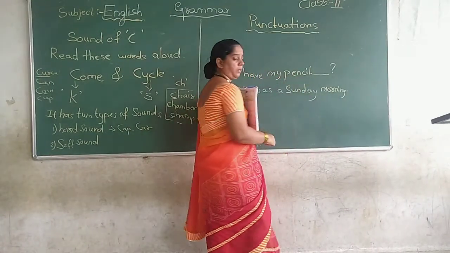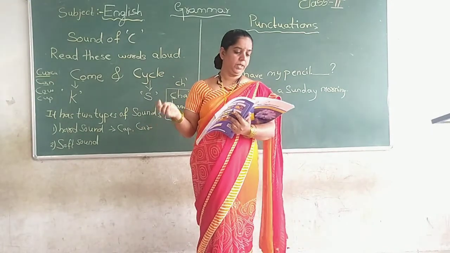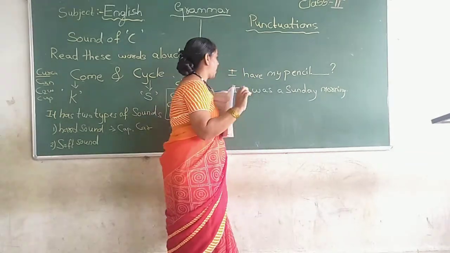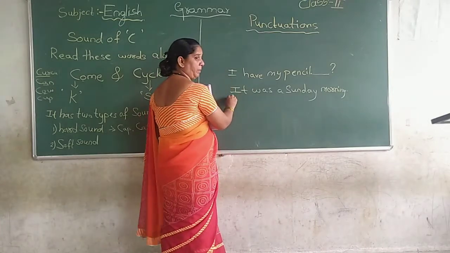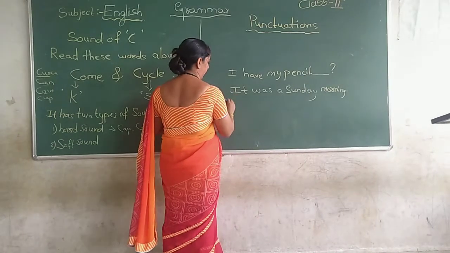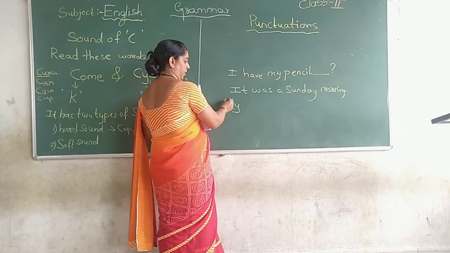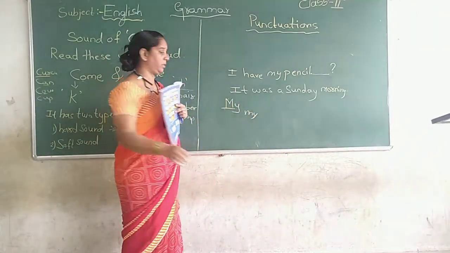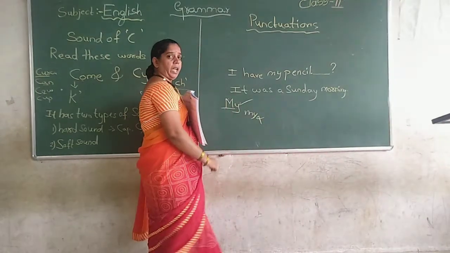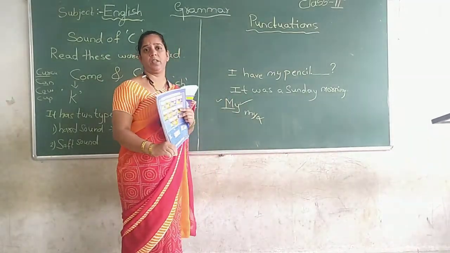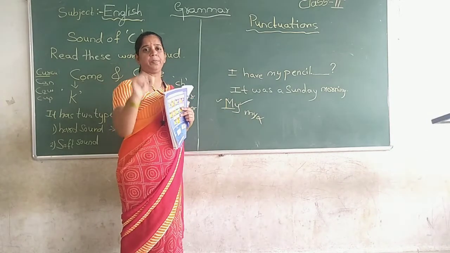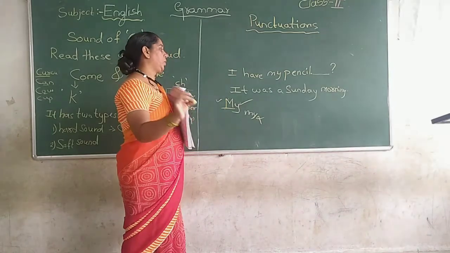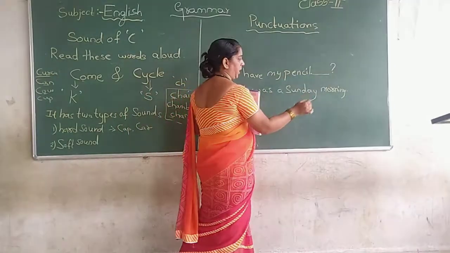I have my pencil. This sentence begins with a capital letter and ends with a full stop. So in English, whenever you start a sentence, the starting letter should be written in a capital letter. Now, "My name is." This is a starting letter, so this has to be written in a capital letter. Most of you just write "my" and start with small letters. It is wrong. You have to start the sentence with a capital letter. When you start writing a paragraph, you have to start with a capital letter.